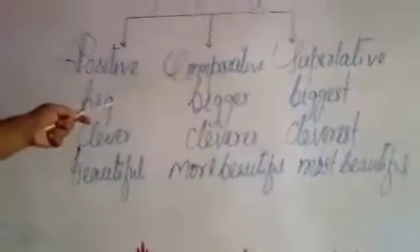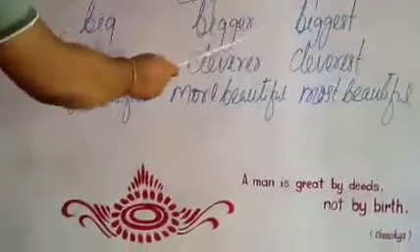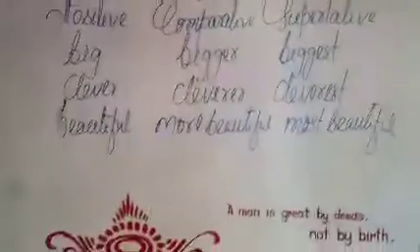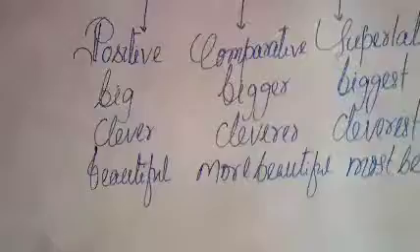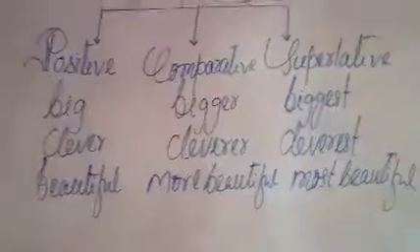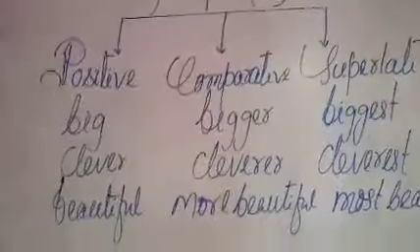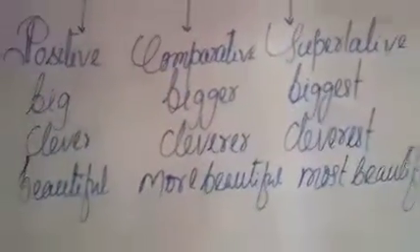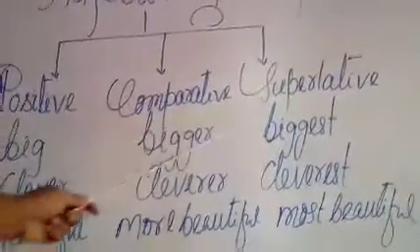When we compare between the two, we use comparative degree. But when we compare more than two, we use superlative degree. The elephant which is standing on the road is the biggest. So I see the elephant which is standing on the road is the biggest. So big, bigger, biggest. It is positive degree, comparative degree, superlative.